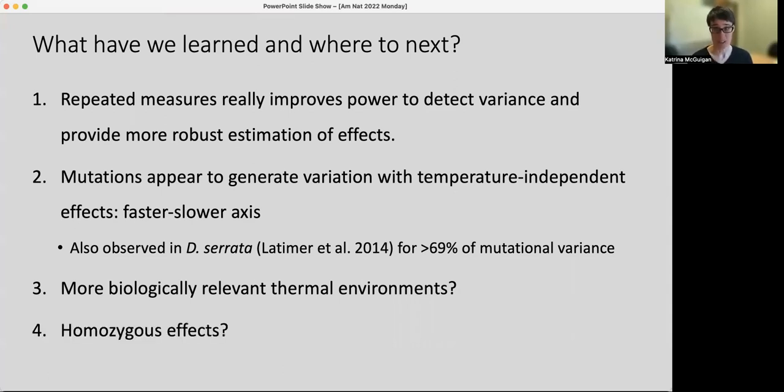And also we're only looking at the effects in F1 heterozygous offspring. They carry one copy of these mutations. We don't know whether that distribution of effects reflects the homozygous effects of the mutations or not, if there's non-additivity in these mutations.